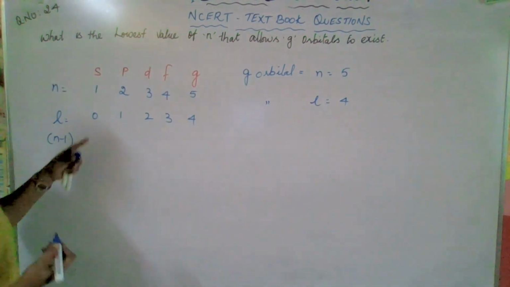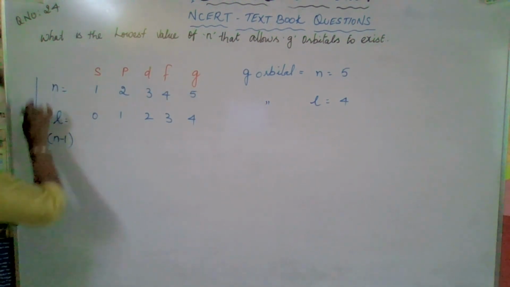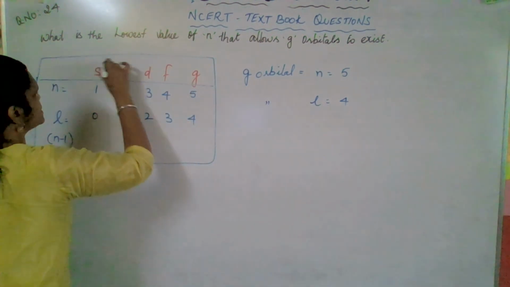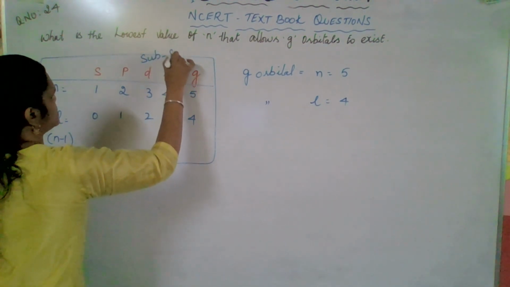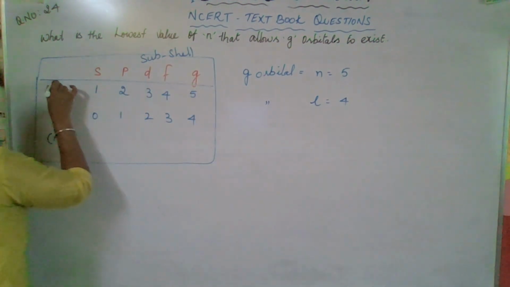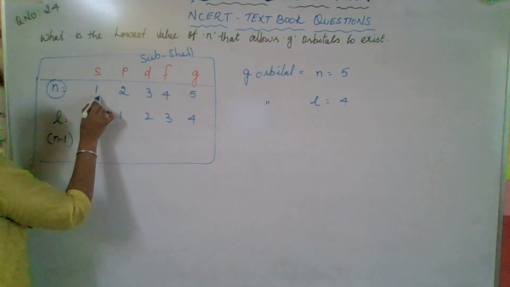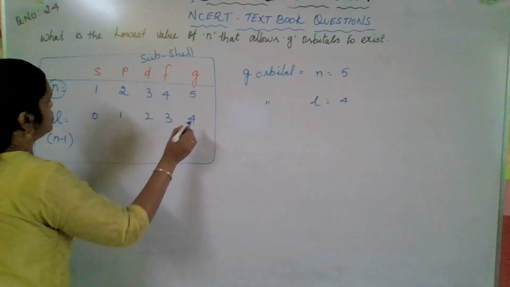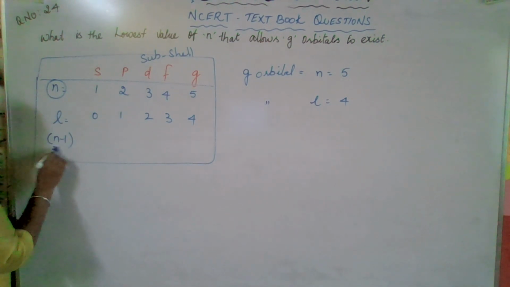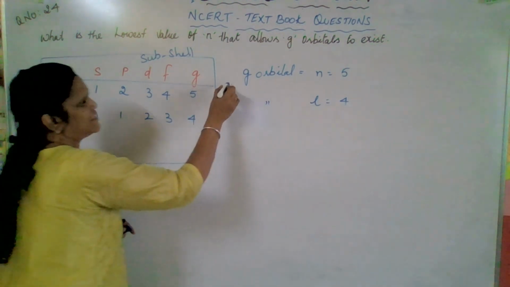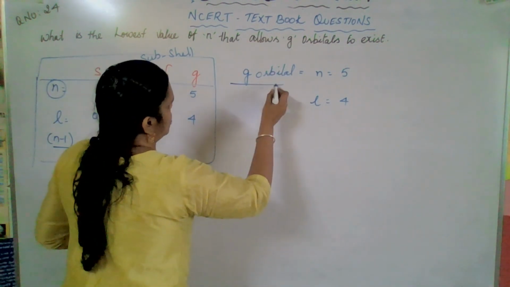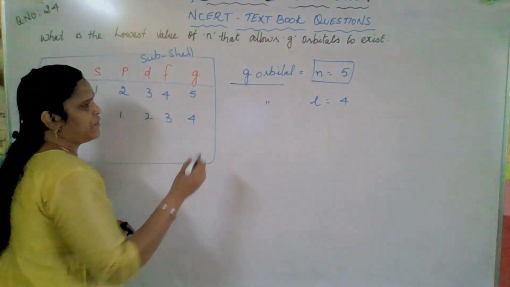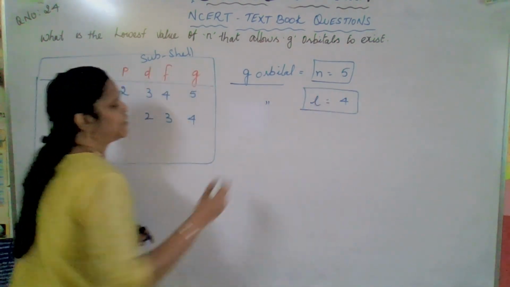That's all. I hope you got a clear idea about how S, P, D, F are formed. These are all subshells, and n is the principal quantum number. It starts with 1, 2, 3, 4, 5. And L starts with 0, 1, 2, 3, 4, 5. That is, L is always n minus 1. And the question is, if g orbital exists, what is that n value? It is n equal to 5 and L equal to 4.